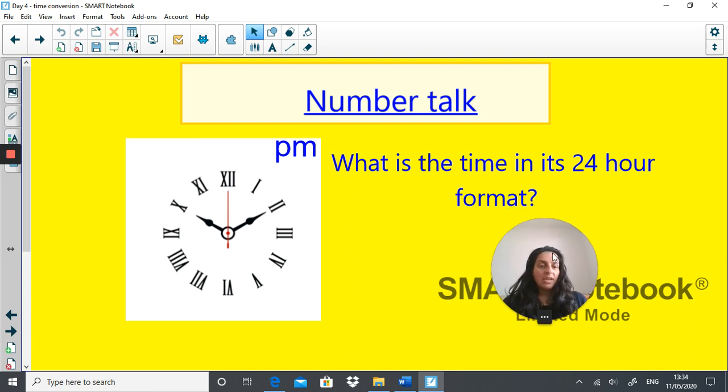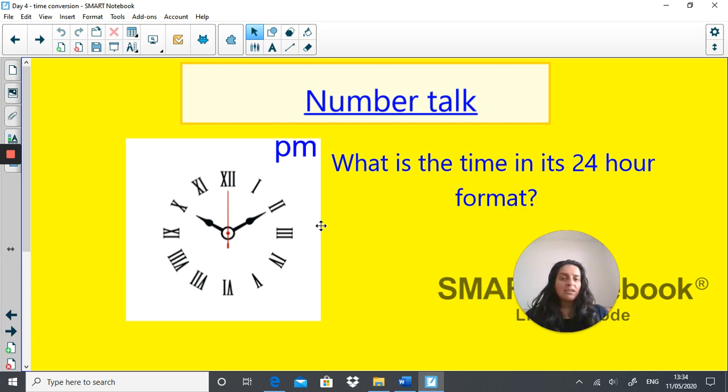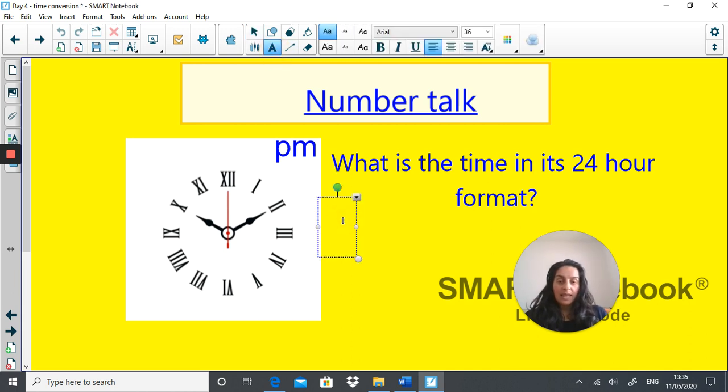So number talk to get our brains warmed up is: what is the time on this clock in the 24-hour format? So look at all the information that's in front of you. What is the time on this clock in the 24-hour format? Have a go. So hopefully you would have realised that the time here is PM. In the PM, the time is 10 minutes past 10. And we actually looked at this very same clock yesterday. So what is 10 minutes past 10 in a 24-hour format? It is 22:10. So hopefully, fingers crossed, you got that right. If not, don't worry. Plenty more practice coming up. Let's move on.